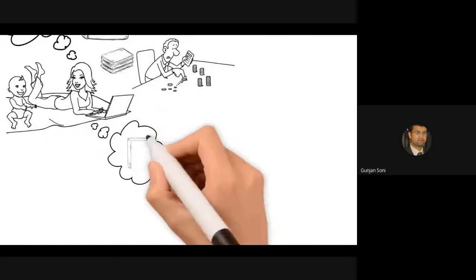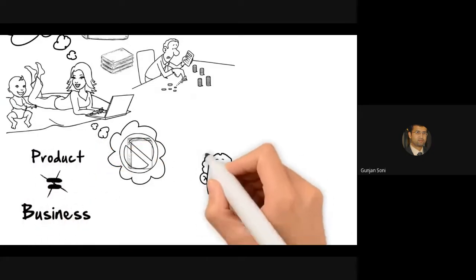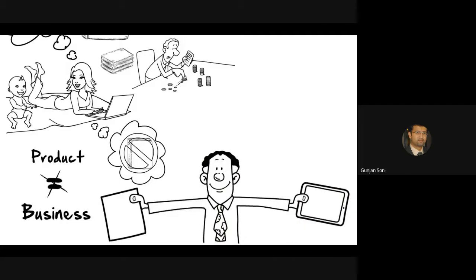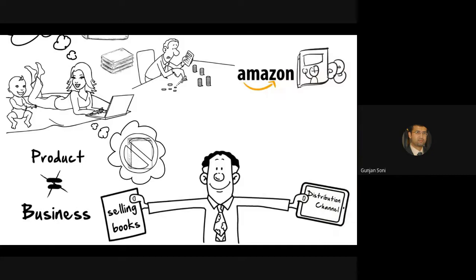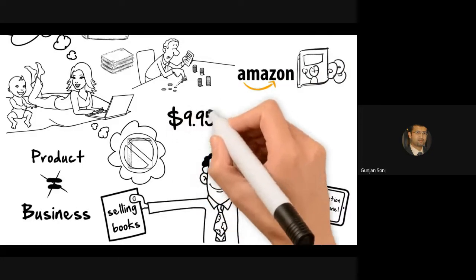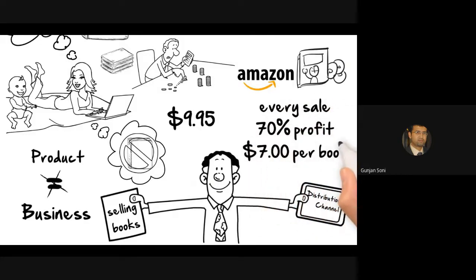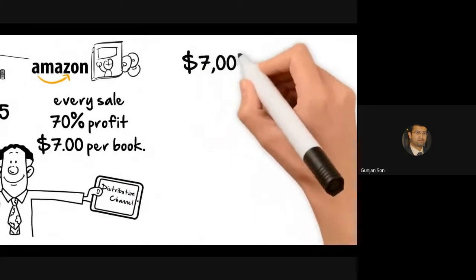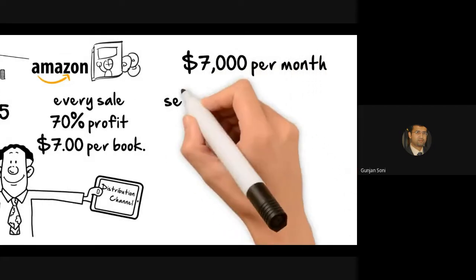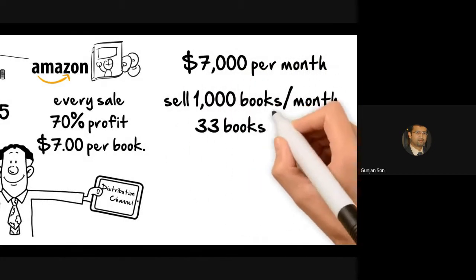She thinks her business is selling books. It's not. Her books are a product, but a product is never a business. Here's what I mean. To demonstrate the difference between building a business where the primary focus is on selling books and building a business where the primary focus is on building a distribution channel, Christina could sell her book on Amazon.com and the Kindle store for $9.95. For every sale, she makes a 70% profit, or $7 per book. In order to make $7,000 per month, she would have to find a way to sell 1,000 books per month, or 33 books per day.